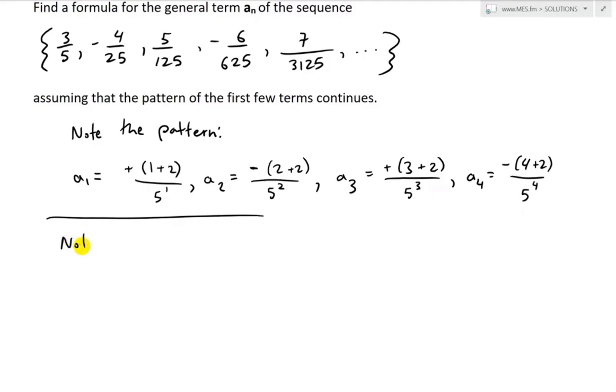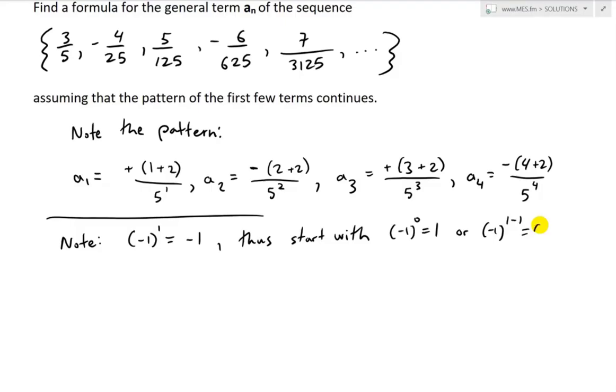So note, if we have negative 1 to the power of 1, this equals negative 1. But this starts at the first term, and the first term is positive, not negative. So we start with negative 1 to the power of 0, which equals positive 1. Or we could write this as negative 1, and if we start with 1, we'll have 1 minus 1, which equals negative 1 to the power of 0, which equals 1.